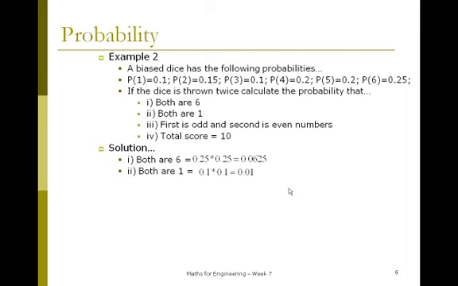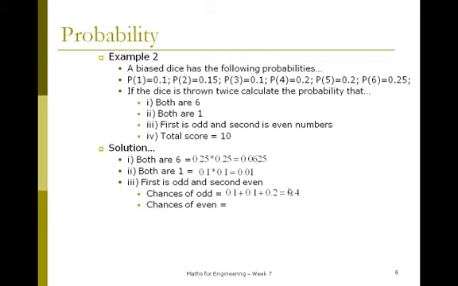Now the third part, the probability that the first is odd and the second is even. So first of all, the chances of it landing on an odd number is, for position 1, the probability is 0.1. For position 3, the probability is 0.1. For position 5, the probability is 0.2. So adding these together gives us a probability of 0.4.